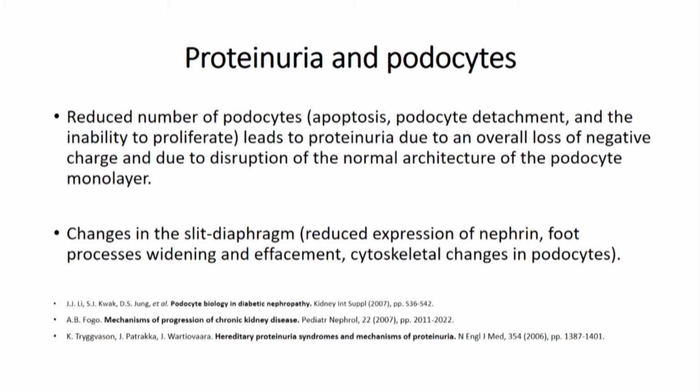Recently, more is also known about podocyte-related damage. A reduced number of podocytes, through processes like apoptosis, podocyte detachment, and the inability to proliferate, leads to proteinuria due to the overall loss of negative charge I discussed before, and due to disruption of the normal architecture of the podocyte monolayer. Changes in the slit diaphragm were also found: reduced expression of the nephrin molecule, foot process widening and effacement, and cytoskeletal changes inside the podocytes per se.